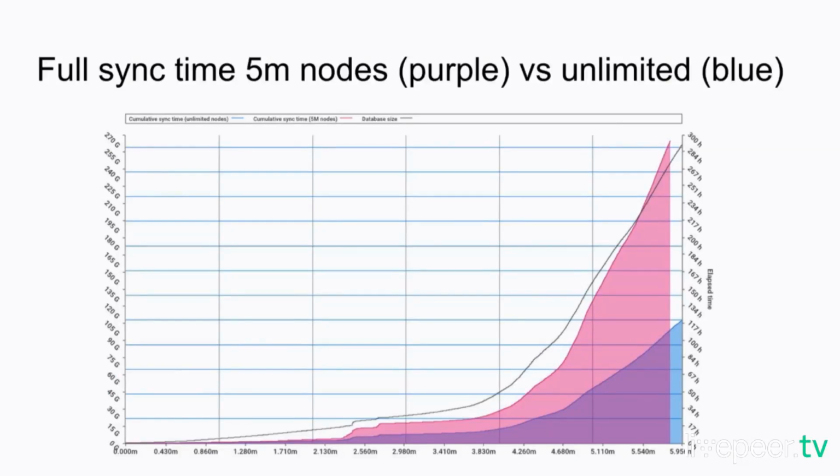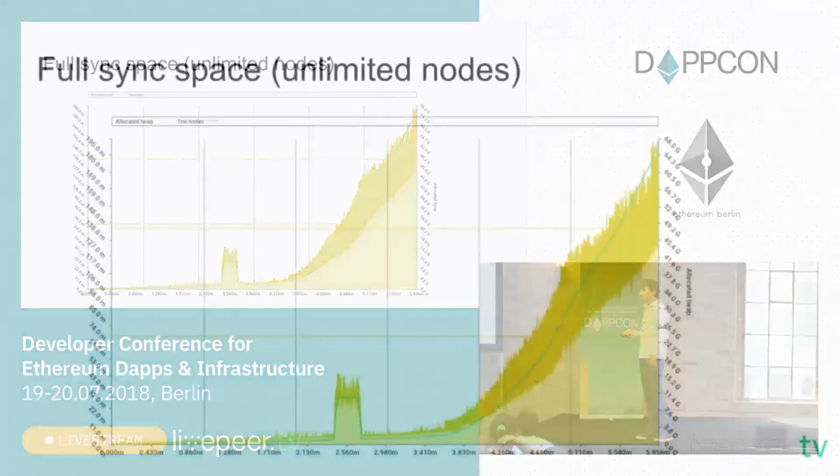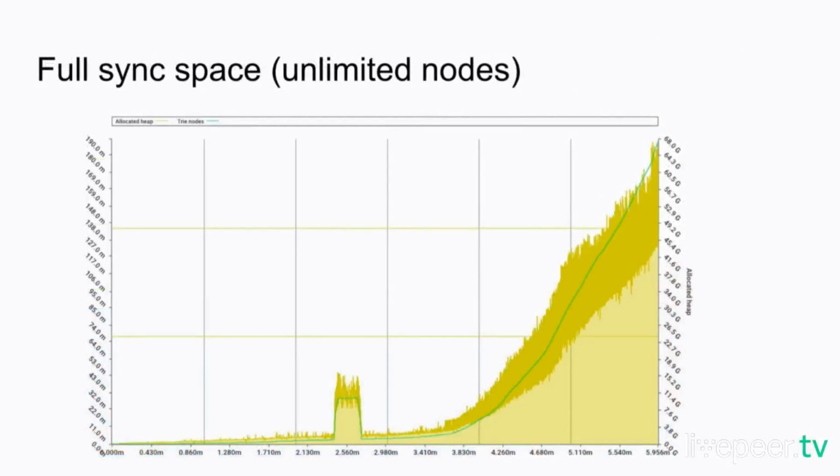This is in comparison to when we limited it to 5 million nodes, which is quite interesting, and which will be relevant a little bit later. I will tell you why. In terms of memory consumption, it went up to 68 gigabytes. But you know, it synced in 5 days versus 12 days. Okay, so we will come to that a bit later.